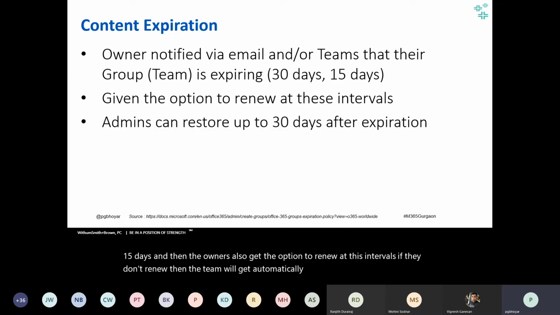And let's say, for example, you have only a single owner for a team, and that owner is on vacation or has a family emergency and cannot access the emails. And let's say that email reminder went to that owner and they forgot to take action and the team got deleted, then an admin can restore that team up to 30 days after expiration. That's why it's always important that you have more than one owner per team. That way, if you have an expiration policy or if you have to take some action, and if one owner is not available, then at least you can fall back on another owner to take that action for you.